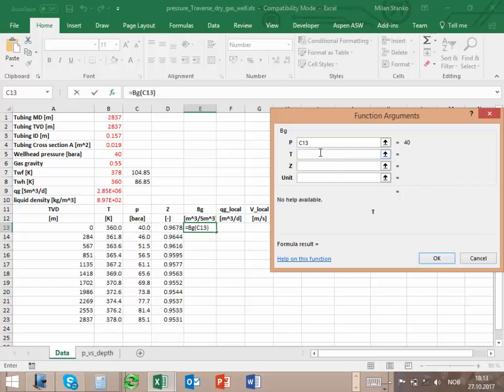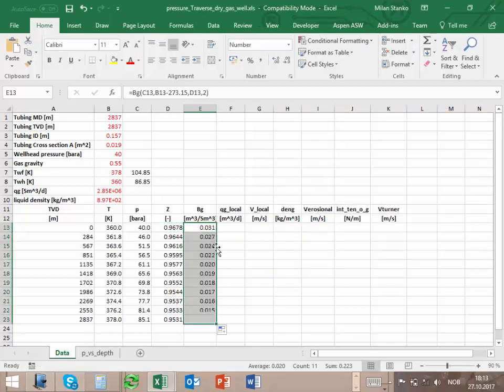pressure, temperature, and remember it is in Celsius, so I have to again subtract 273, the deviation factor, and the unit is 2. It gives me that basically the volume at the surface is the ratio between the volume at any pressure and temperature divided by the volume at standard conditions, and the ratio is 0.015.